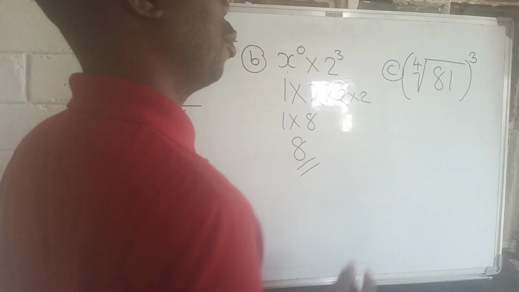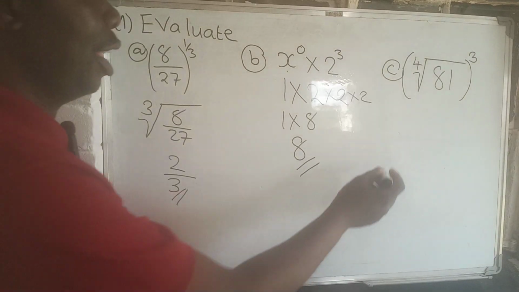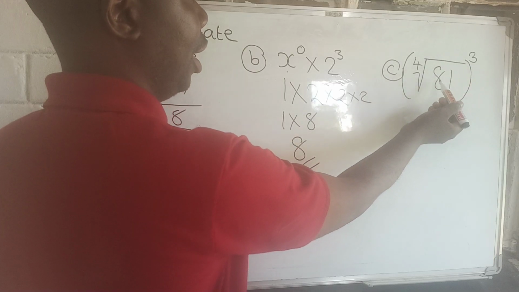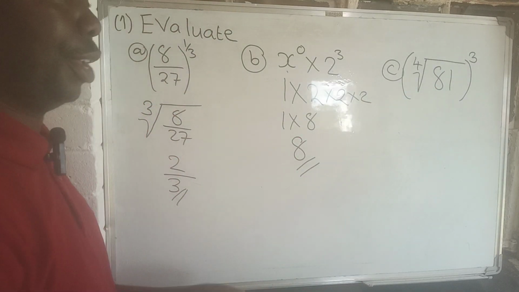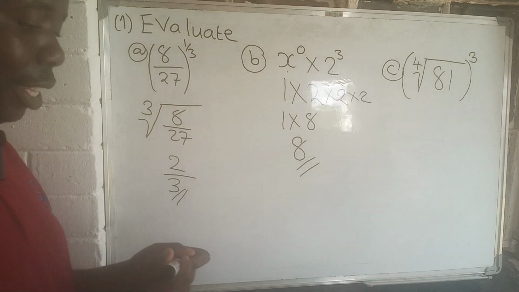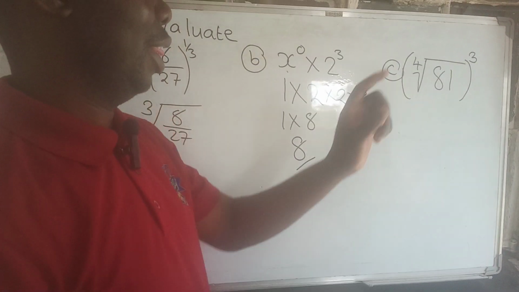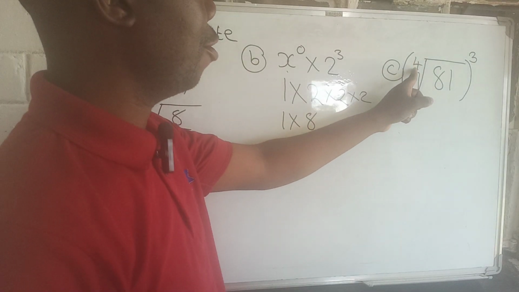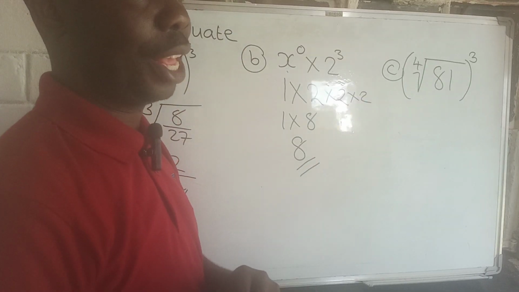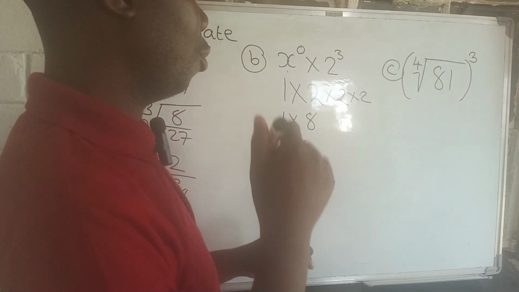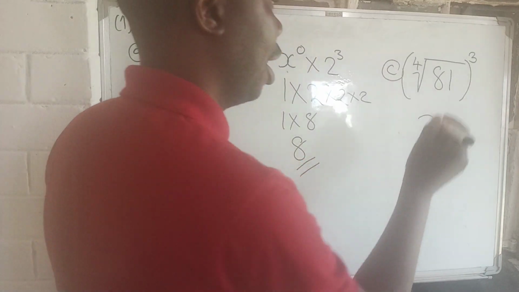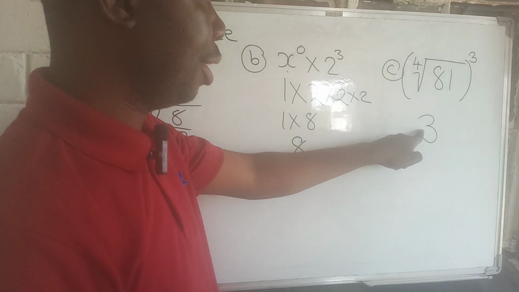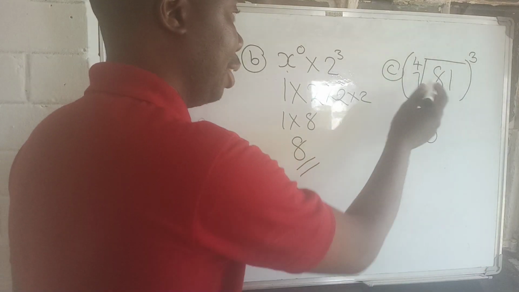We are in question C. Question C says evaluate, open 4th root of 81 close, to the power 3. Once you see a question like this, it's straightforward. They are telling you to look for a number. When you multiply it 4 times, you should get 81. So what number is that? If you multiply 3 four times, you get 81.